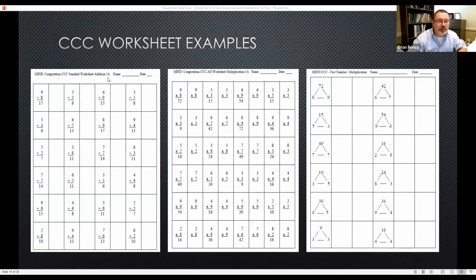Okay, so if we look at this initial worksheet, it's 9 plus 8 is 17. So if I'm a kid, I just look at it. I say 9 plus 8 is 17. I cover it. I write 9 plus 8 is 17. I uncover it. I match the two. That's how simple it is, right?